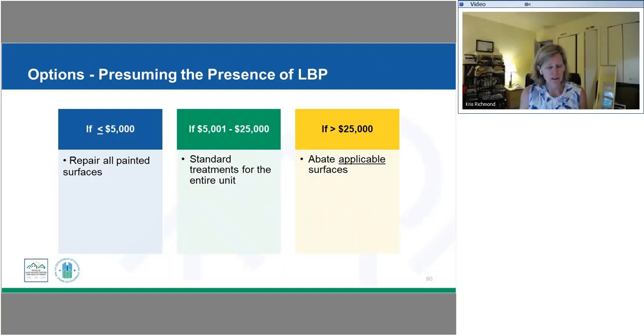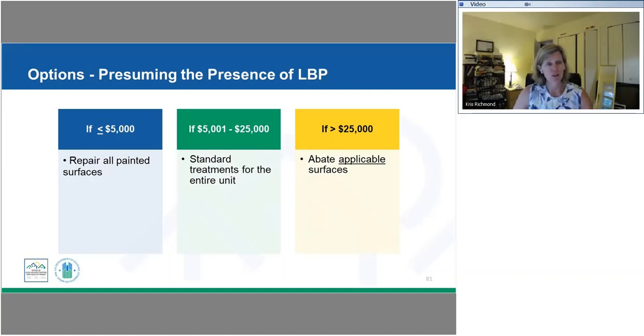If you do decide to presume, you must treat all deteriorated painted surfaces, and you potentially could be spending funds to treat painted surfaces that may not actually contain lead. So over time, presumption is not generally found to be cost effective, but again, it's still an option for grantees.